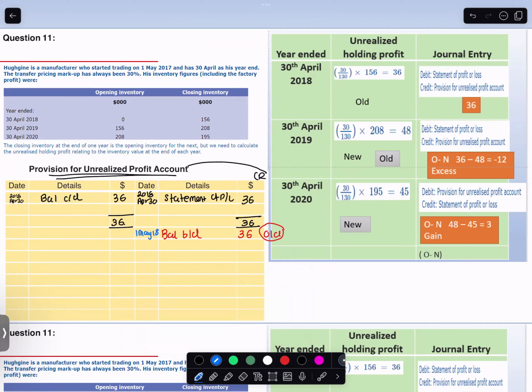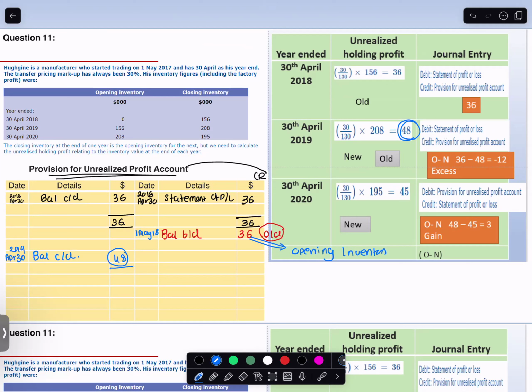And the next new PUPA. Closing balance will be on the opposite side, right? So balance carried down. How much is the new PUPA? 12. Darling, that is old minus new. Sorry, it's 48. Opening PUPA will be on the opening inventory. Closing PUPA will be on the closing inventory. 48. What date? 30 April 2019.